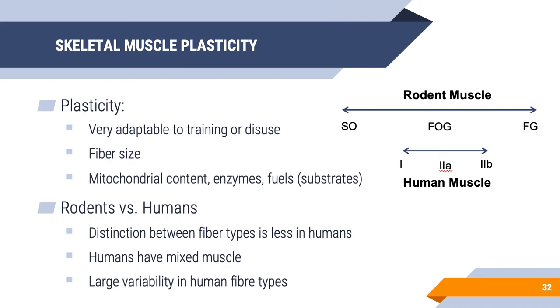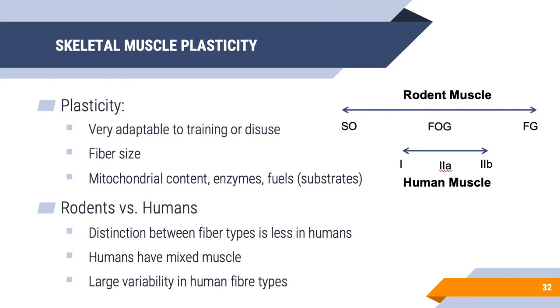Another thing I want to touch on is skeletal muscle plasticity. When we're thinking about whether skeletal muscle is plastic, what we mean is that it can adapt and change depending on the stimuli we provide it with, whether that is exercise training or disuse resulting in atrophy. Skeletal muscle is plastic because we can have a change in the number of muscle fibers, a change in fiber size, a change in mitochondrial content, the enzyme activities that are present, or even the fuels or substrates that they use for energy provision.